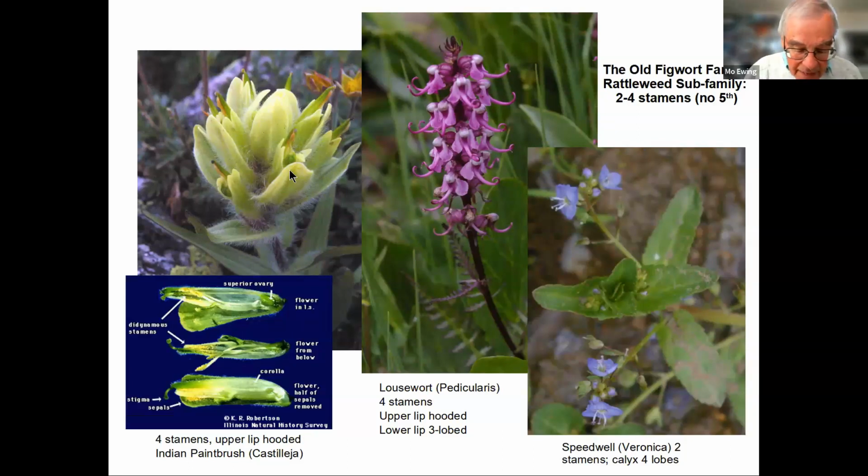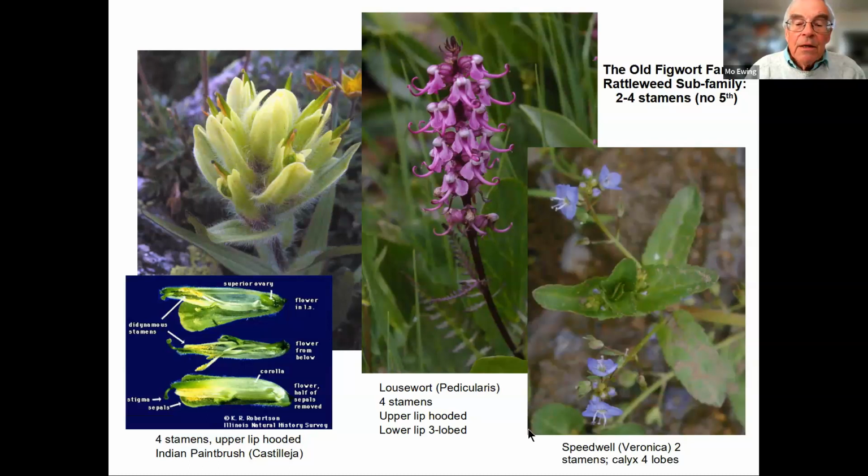In Castilleja, the actual flower is not this big thing here. These are great big colorful bracts. The flowers are these little guys in here. Those are actually the flowers. And if you pull them out and look at them, and they're pretty hard to see, you would find that there are 4 stamens, and the upper lip of the flower is hooded, which is this little piece up in here.